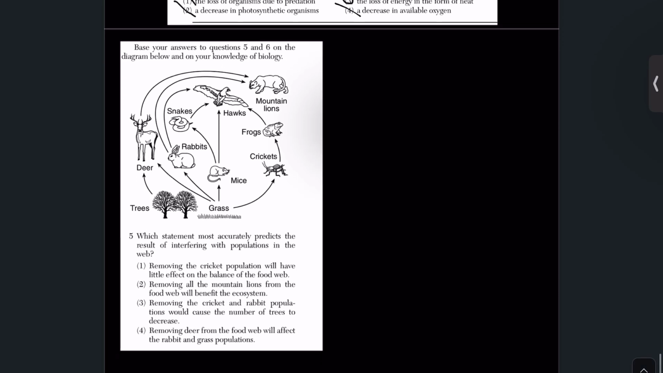Finally, we have one last question. Base your answers to questions 5 and 6 on the diagram below, and based on your knowledge of biology. Which statement most accurately predicts the result of interfering with populations in the web? Number 1, removing the cricket population will have little effect on the balance of the food web. So we know immediately that this one is not our answer, as removing any organism in an ecosystem can disrupt the entire food chain and balance. As we see, frogs eat crickets, which are then eaten by the hawks, which could really throw off the populations.